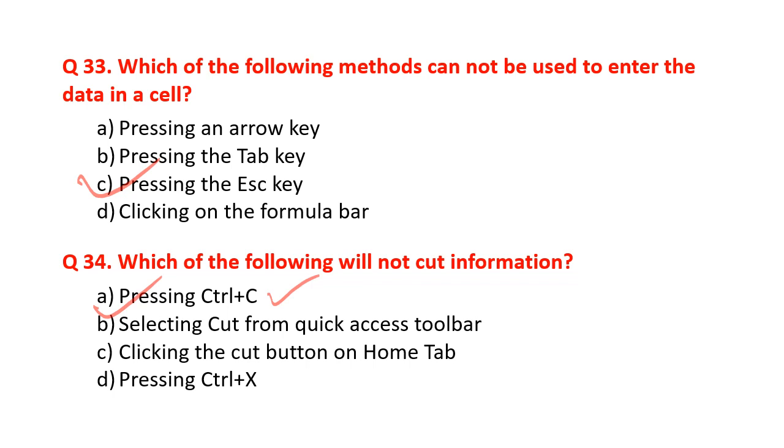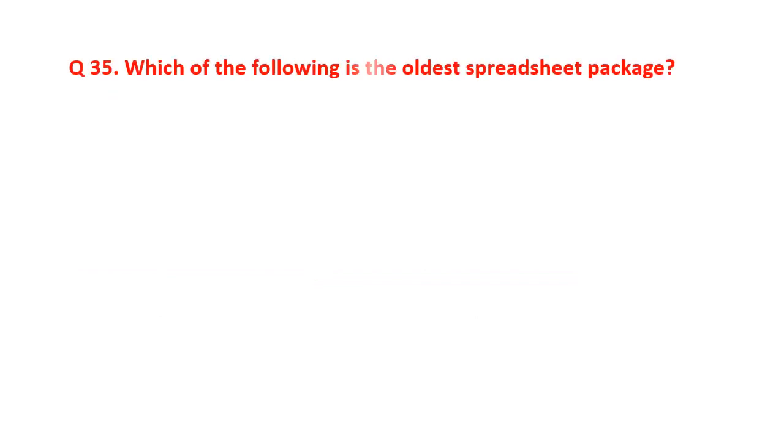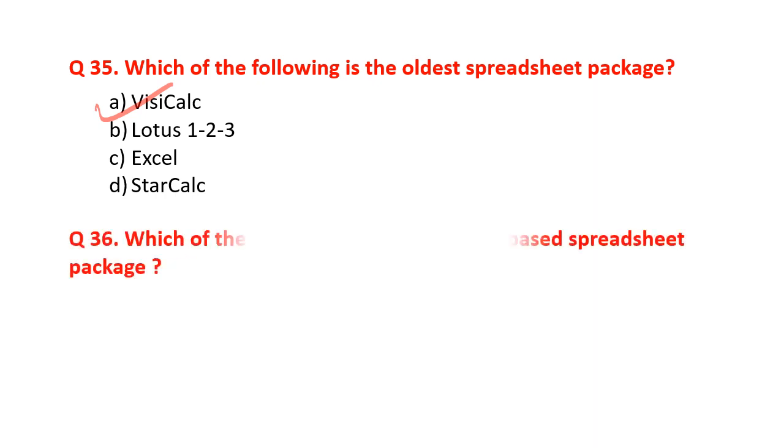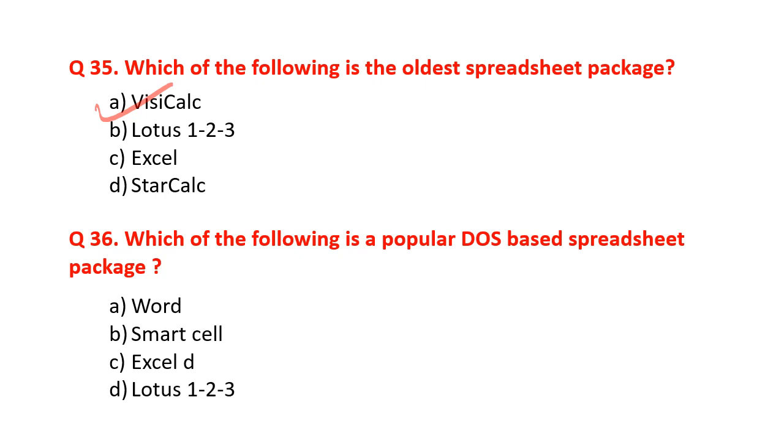Next question. Question number 35. Which of the following is the oldest spreadsheet package? Here are the options. So VisiCalc, which is called the visible calculator, is the first or oldest spreadsheet package. Next question. Which of the following is a popular DOS based spreadsheet package? So Lotus 123 is the DOS based spreadsheet package. Oldest spreadsheet package VisiCalc, and DOS based spreadsheet package Lotus 123.